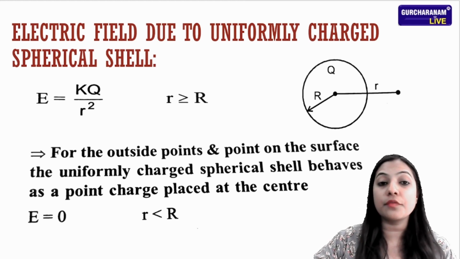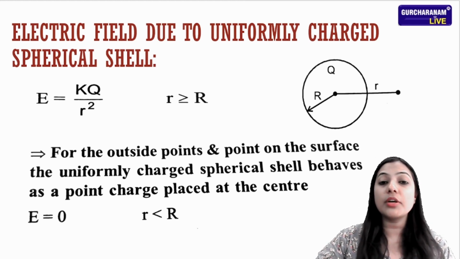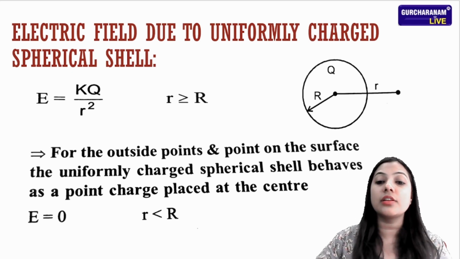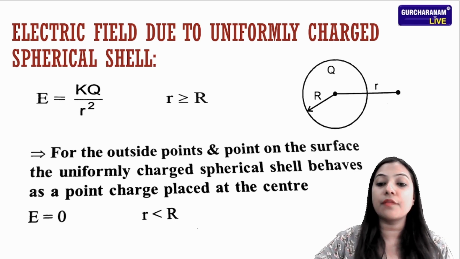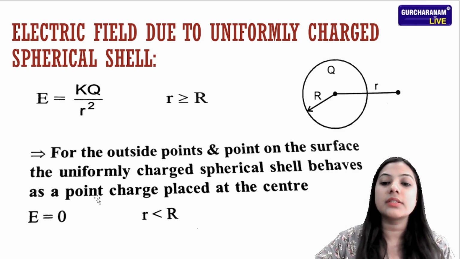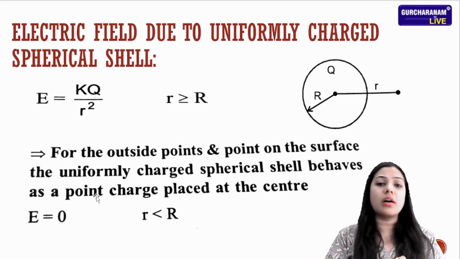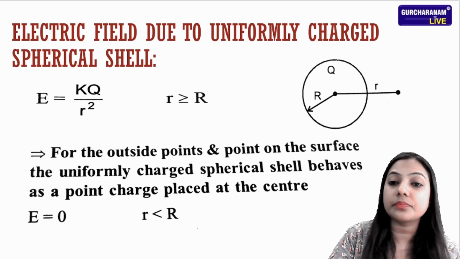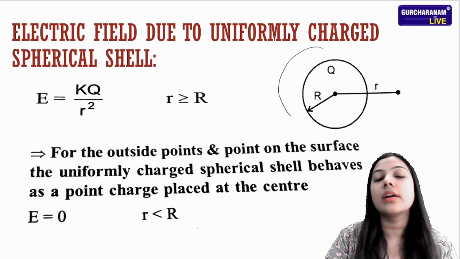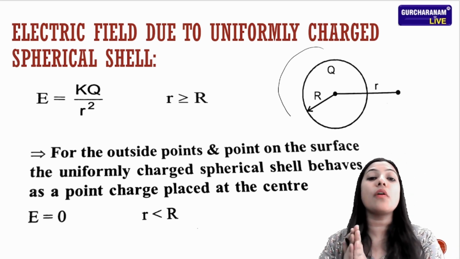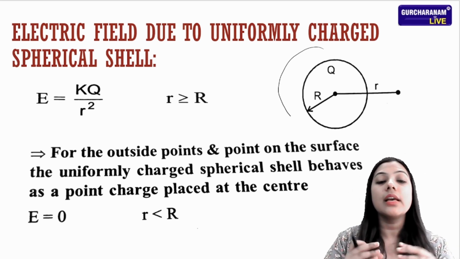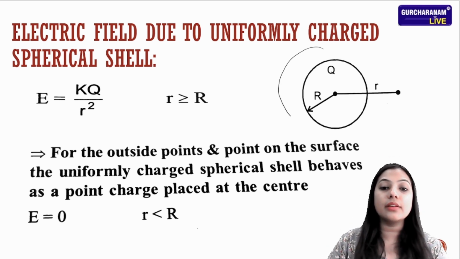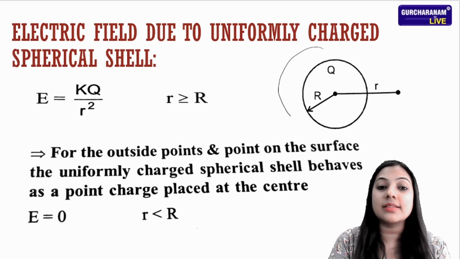So from the exam point of view, this is also very important. Coming to our next topic, which is electric field due to a uniformly charged spherical shell. What is the formula? According to the spherical shell, you can see this shell now. It is the same as the formula of electric field. What is the formula of electric field? KQ upon R square.